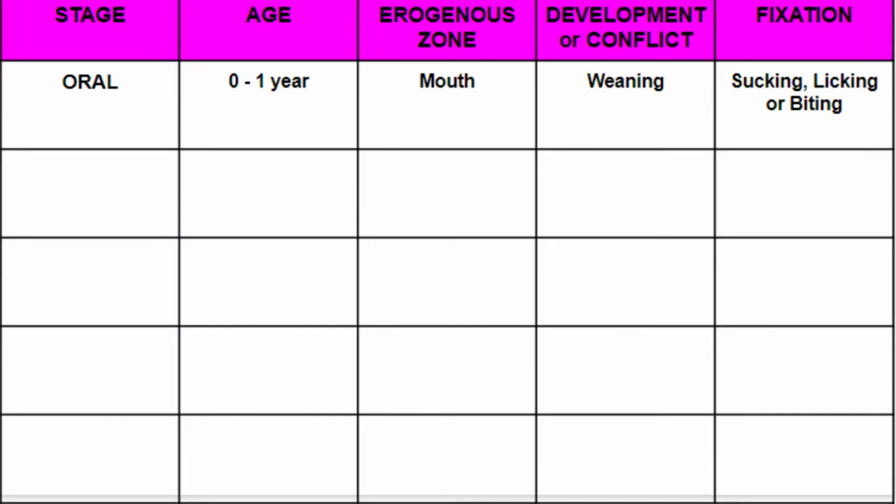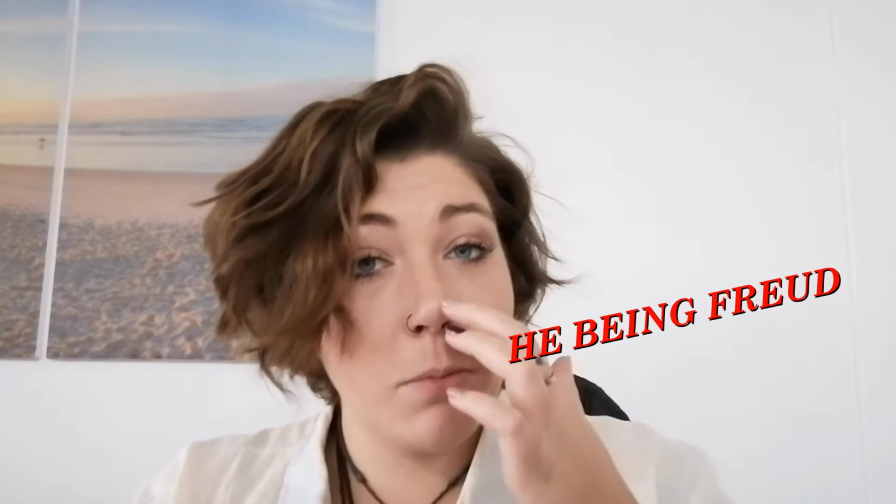The fixation during this stage is sucking, licking, or biting. Freud also states that because of these 2 different ways of weaning your child off of you, your child can then develop fixations in later development. So when you become an adult or a young adolescent, if your development during the oral stage wasn't great, he says that you are more likely to become a smoker or a drinker, because you're fixated on anything that gives you pleasure orally. That is stage 1.